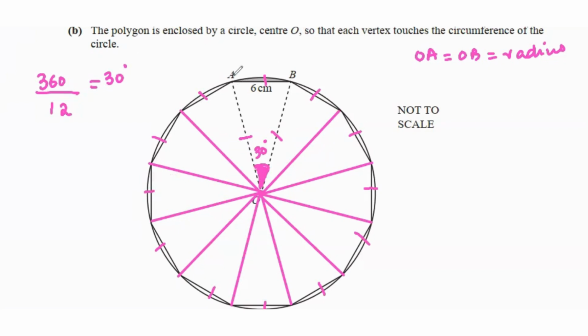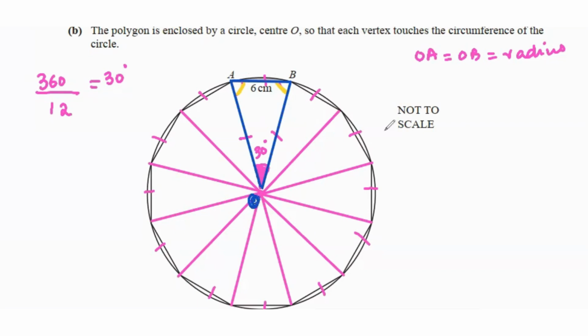So since two lengths are equal in this triangle OAB, it's an isosceles triangle, which means these two angles are going to be equal. This is the triangle that we're focusing on, triangle OAB.